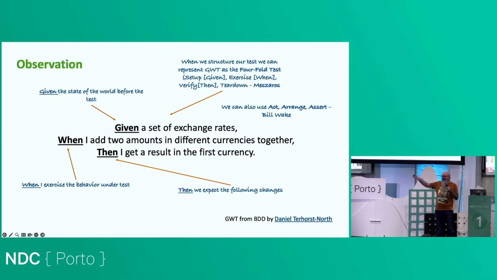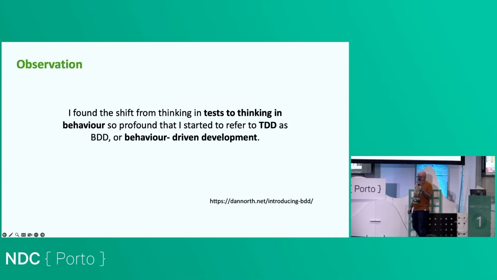Right. Given the state before a test, when I exercise a behavior, not a method, a behavior, which might include calls to more than one method, then we expect the following changes. And it's this because Dan North created the term behavior-driven development very early on in the public life of TDD, early in the noughties. Dan said, I found the shift from thinking in tests to thinking in behavior so profound that I started to refer to TDD as BDD, or behavior-driven development.